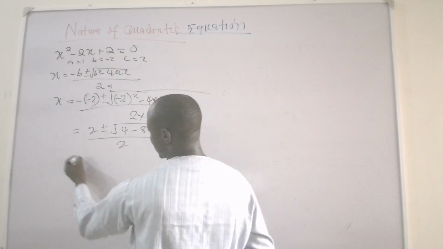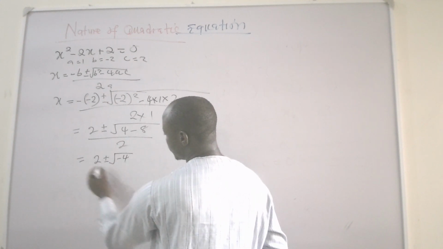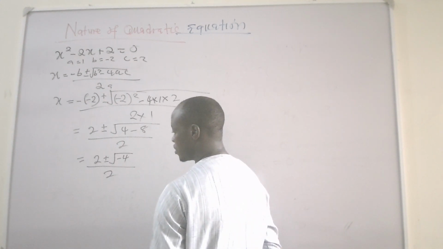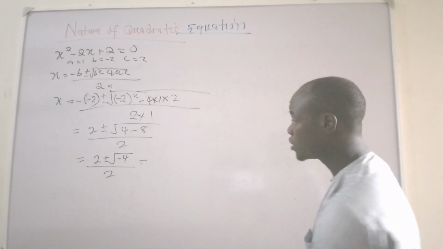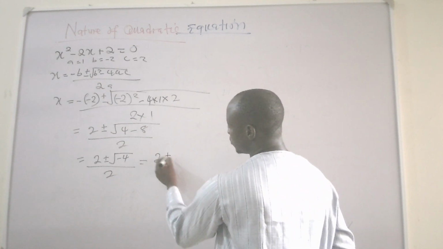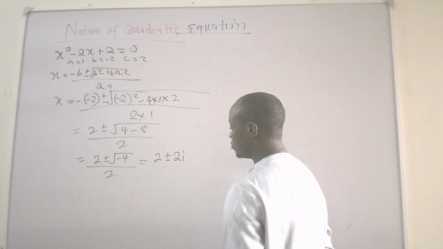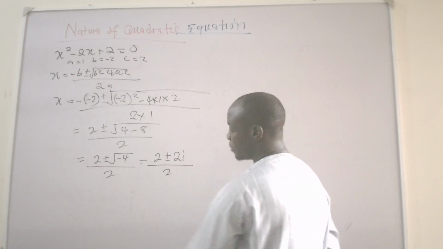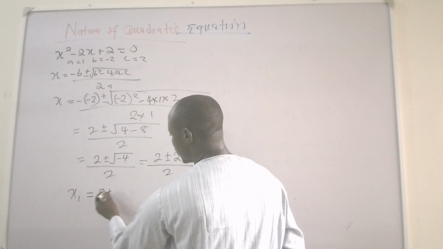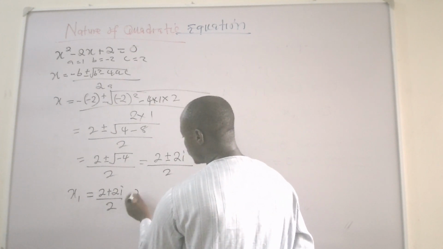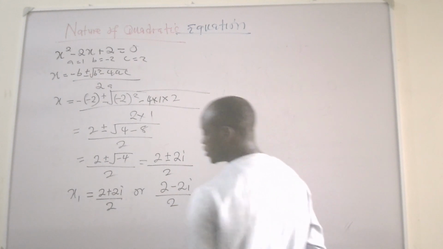So at the end, we are going to have 2 plus or minus the square root of minus 4, divided by 2. And what is the square root of minus 4? It's a complex number. We are going to have 2 plus or minus 2i, because it is a complex number. So this i indicates a complex number, divided by 2. So for our x1, we are going to have 2 plus 2i divided by 2, or 2 minus 2i divided by 2.